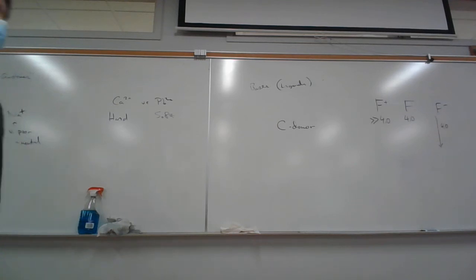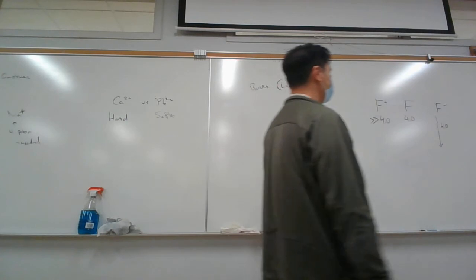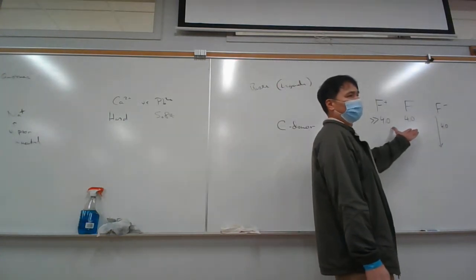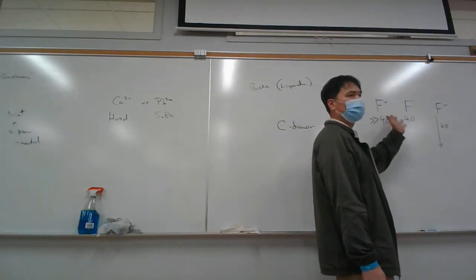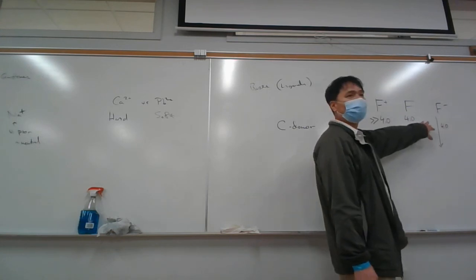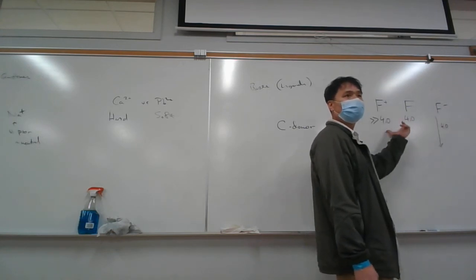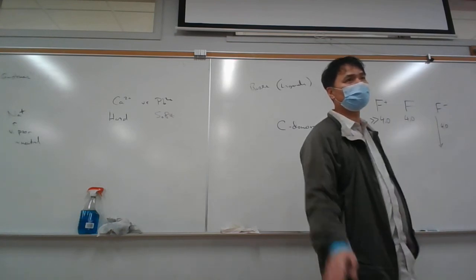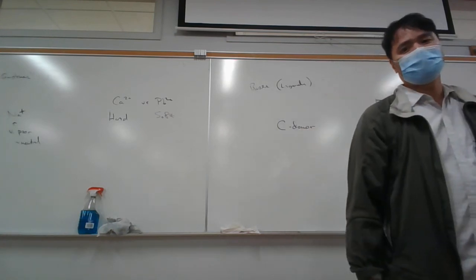In Chem 1A, I get this question a lot. A lot of people get it mixed up. They think fluoride is 4.0. Fluorine with a positive charge is still 4.0. It's always 4.0. Fluorine, it's not the case.